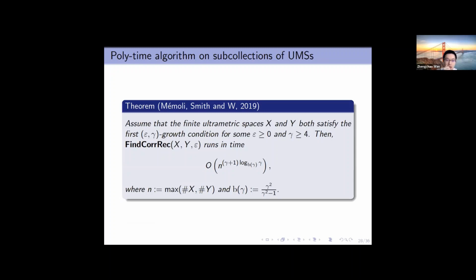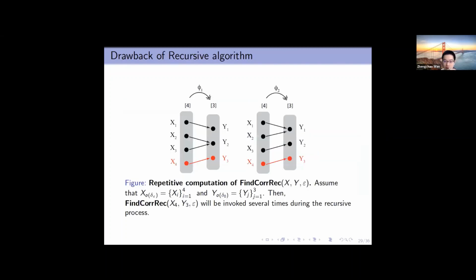Then we prove that if our ultrametric spaces satisfy the epsilon gamma growth condition, then our recursive algorithm with input x, y, epsilon can be implemented in polynomial time. Here's a drawback of our recursive algorithm. It will perform many repetitive computations. For example, suppose the x_i's and y_j's are some open equivalence classes generated by our recursive algorithm with some input. And let's consider these two different surjections. For each of them, you have to invoke find correspondence with the input x4, y3 and epsilon. And this results in repetitive computation.